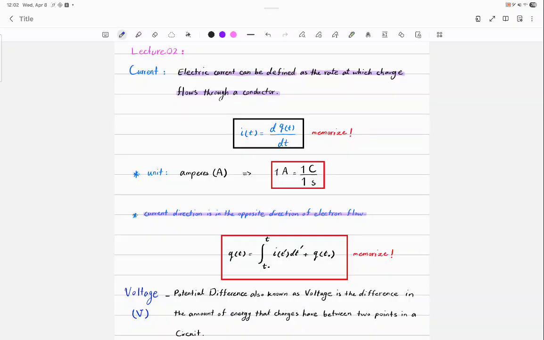And can you tell me what is the equivalent of taking a derivative when you have a plot? Say it out loud. Slope, right? So if you have a plot and you're supposed to find current based on charge, then you have to calculate the slope.